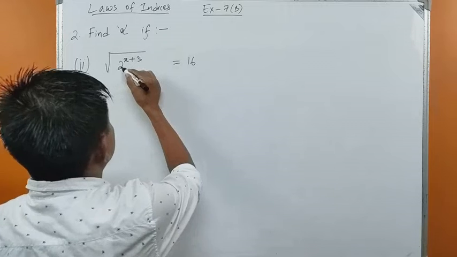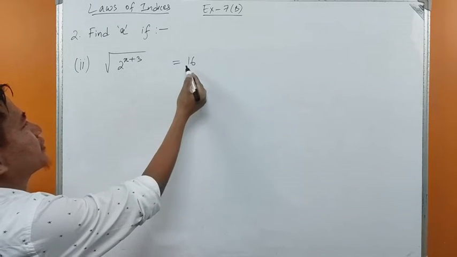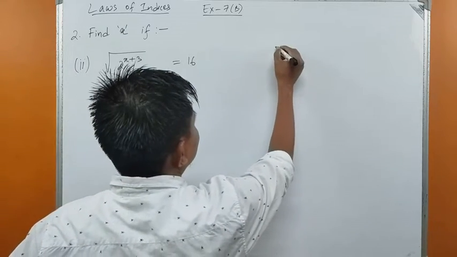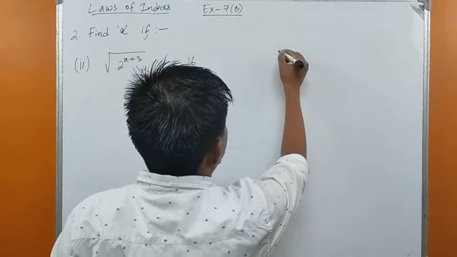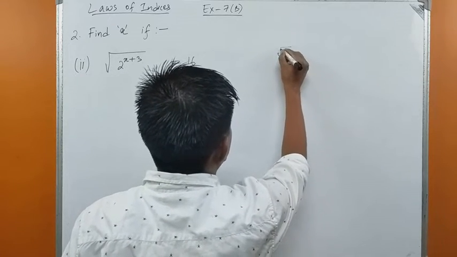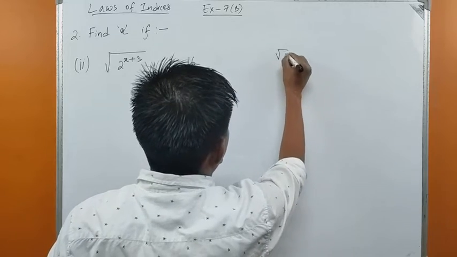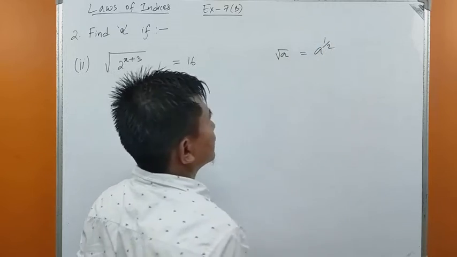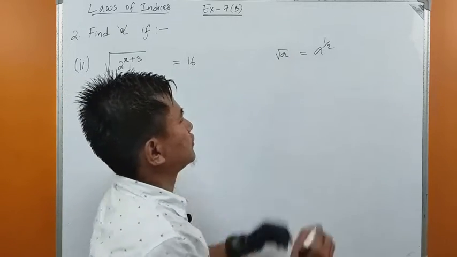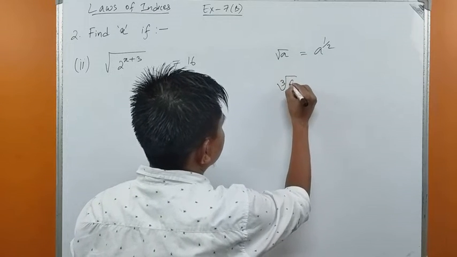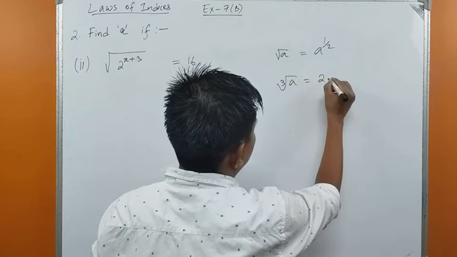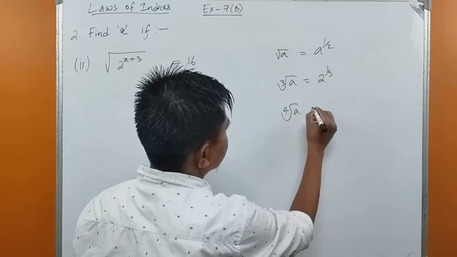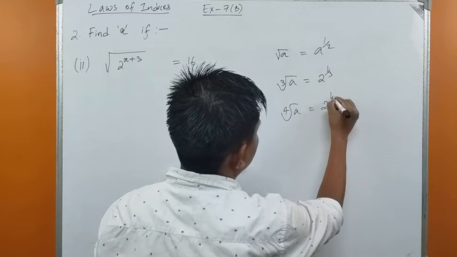Now we have root under 2 to the power x plus 3 in the left hand side and 16 in the right hand side. So we are asked to find the value of x, isn't it? So let me remind you, if we have root a here, then this root a means a to the power 1 upon 2. If we have cube root of a, then we can write this as a to the power 1 upon 3. If we have fourth root of a, then we can write a to the power 1 by 4.